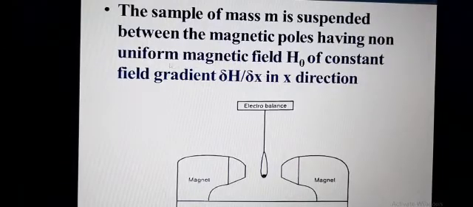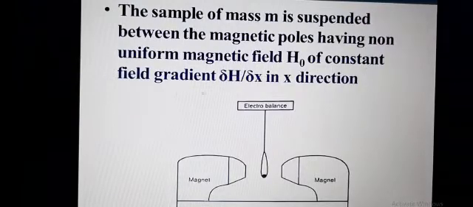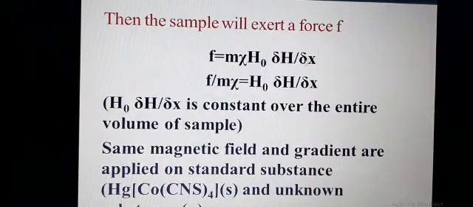In Faraday's method, the sample of mass m is suspended between the magnetic poles having a non-uniform magnetic field, that is H0, of constant field gradient that is acting in the x direction, and that is ∂H/∂x. When the magnetic field is on, the force that is exerted on the sample, that is small f, is equal to mχ H0 ∂H/∂x.